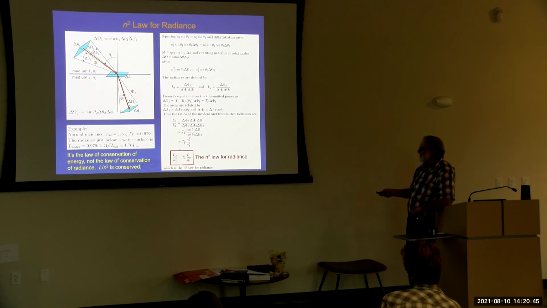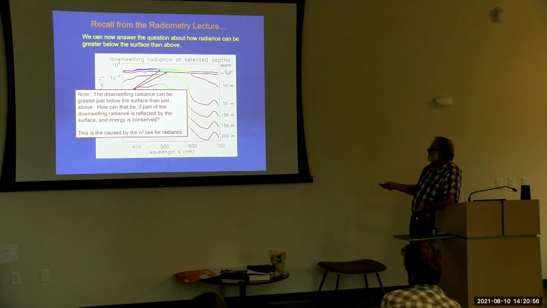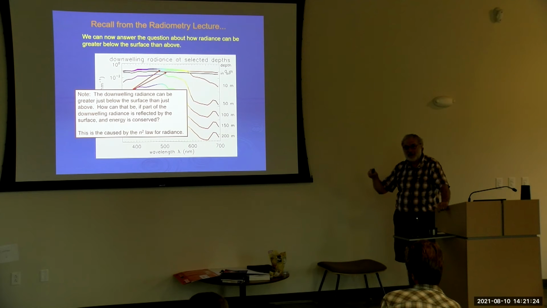So what this tells us is, if you go back here, remember on day 1, I said this looks kind of weird. Here's radiance as a function of wavelength at selected depths in the water. In the air, I have some value here. Sorry, the black line is in the air. But then if I go just below the surface, it's a bigger radiance. And then here at 10 meters, it's dropped down, but at the visible wavelengths, it's a bigger radiance there. And then it eventually starts dropping off with depth. So what you're seeing here is that n-squared law effect.